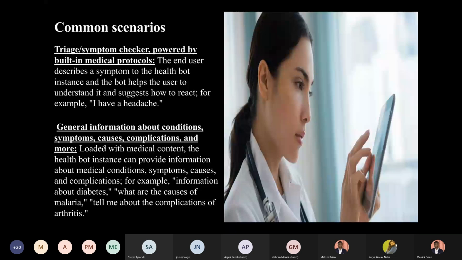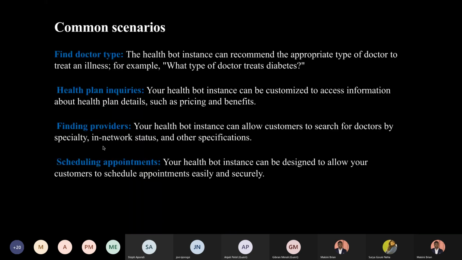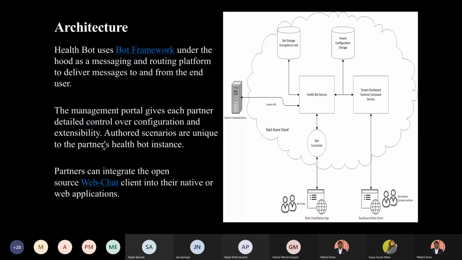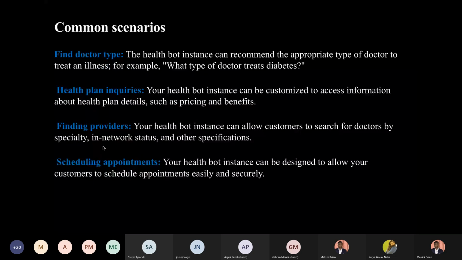Okay, so another thing, a patient can find their doctor type. For example, the health bot instance can recommend the appropriate type of doctor to treat an illness. For example, what type of doctor treats diabetes? So it will give you, let's say, Dr. McKinney. It will give you the address and even the directions.